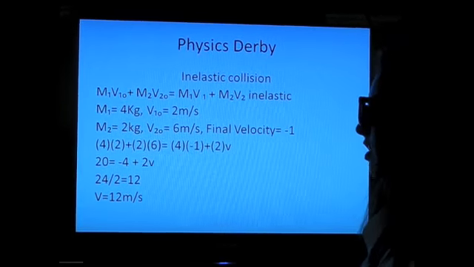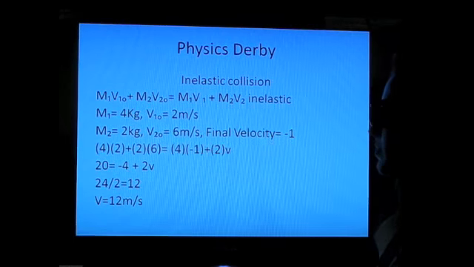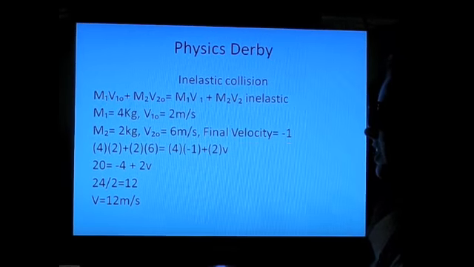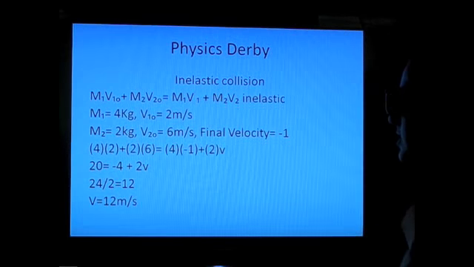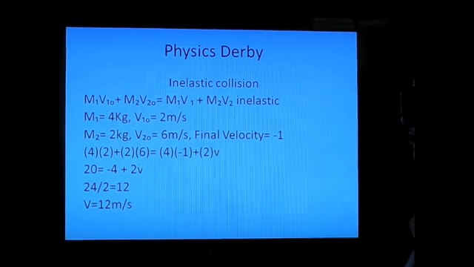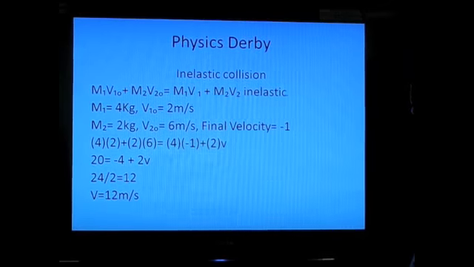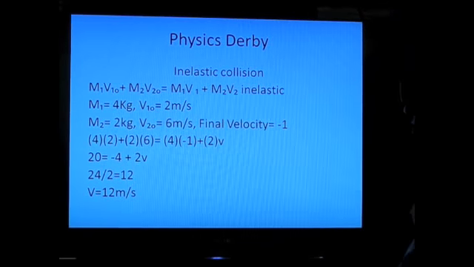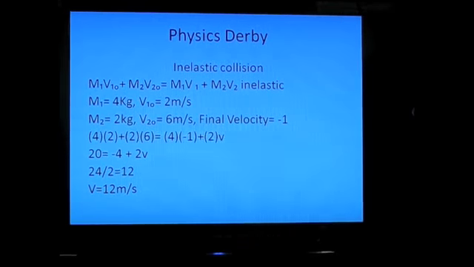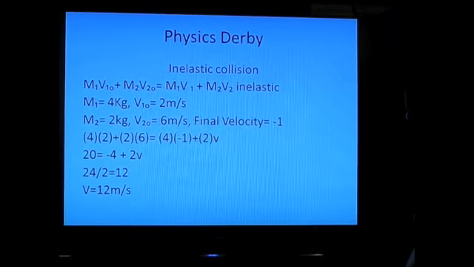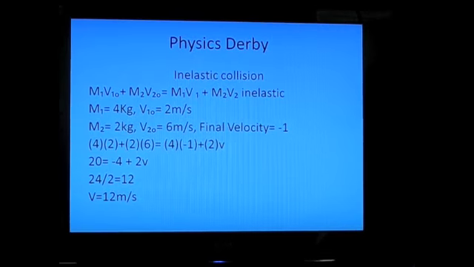The mass of the first car 4 times the velocity 2 plus the mass of the second car 2 times the velocity 6 equals the mass of the first car 4 times the given final velocity -1 plus 2v. 20 equals -4 plus 2v. 24 divided by 2 equals 12, and the velocity is 12 meters per second.